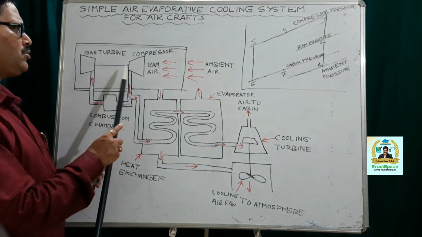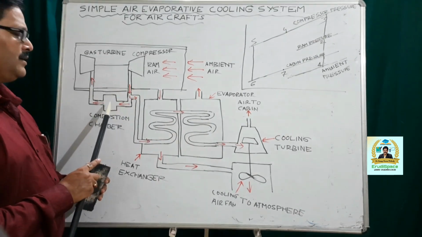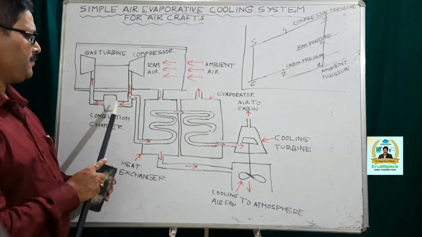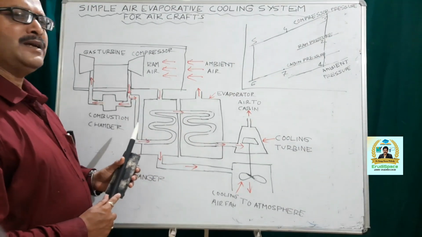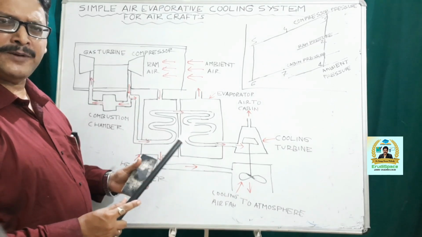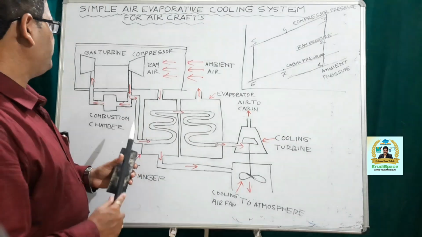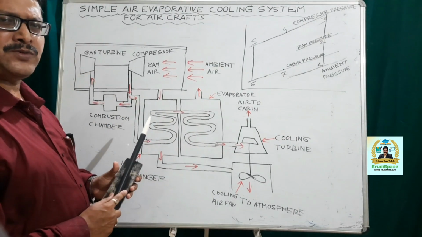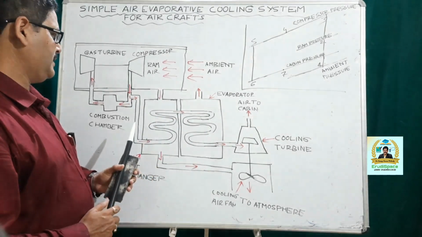Then, out of the compressed air, some portion enters the gas turbine after passing through the combustion chamber. In the combustion chamber, heat and fuel are added. As a result, there is a significant increase in temperature of the gas so formed, as well as its pressure. This expands in the gas turbine, and this produces the necessary power output to run the aircraft.